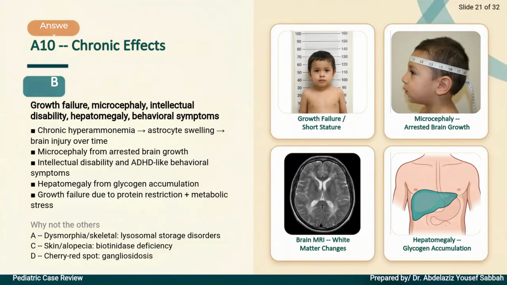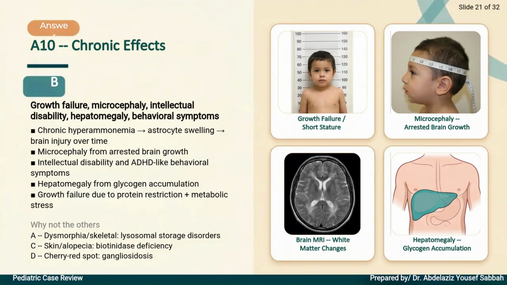Chronic hyperammonemia causes astrocyte swelling and ongoing brain injury over time. This produces microcephaly from arrested brain growth, intellectual disability, and attention deficit-like behavioral symptoms. Hepatomegaly develops from glycogen accumulation, and growth failure results from the combination of protein restriction and chronic metabolic stress.